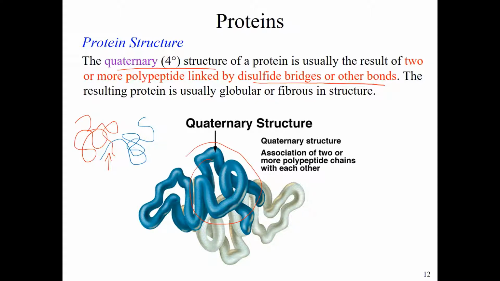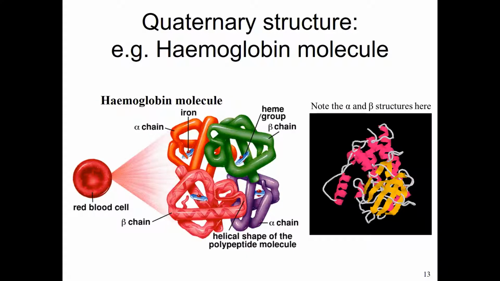Or it could be like that, linked together. So this is a quaternary structure, an association of two or more polypeptide chains with each other. An example of a quaternary structure is your hemoglobin molecule. As you can see here, hemoglobin has four different structures. One here, another green one, second purple, and this red one. All these four different polypeptides are combined together to give you the hemoglobin molecule. So this is quaternary structure.